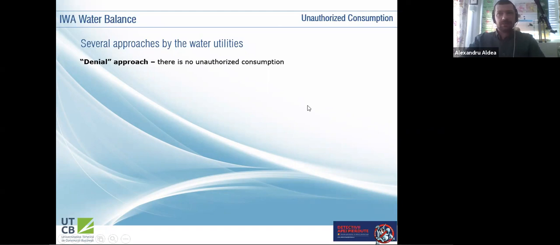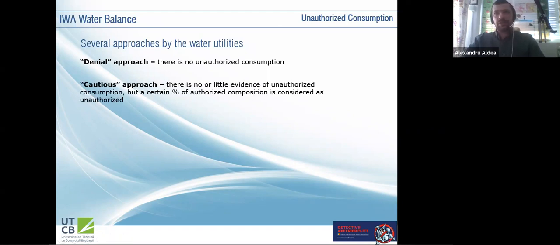Now, the second approach by the water utilities that I've heard of is the so-called cautious approach. They don't say that people are stealing water, but they put a certain percent, usually of the authorized consumption, and consider this as unauthorized. And this percent varies from company to company. It could be 1%, it could be 2%, it could be 10%. And nobody knows who came up with these figures, actually.